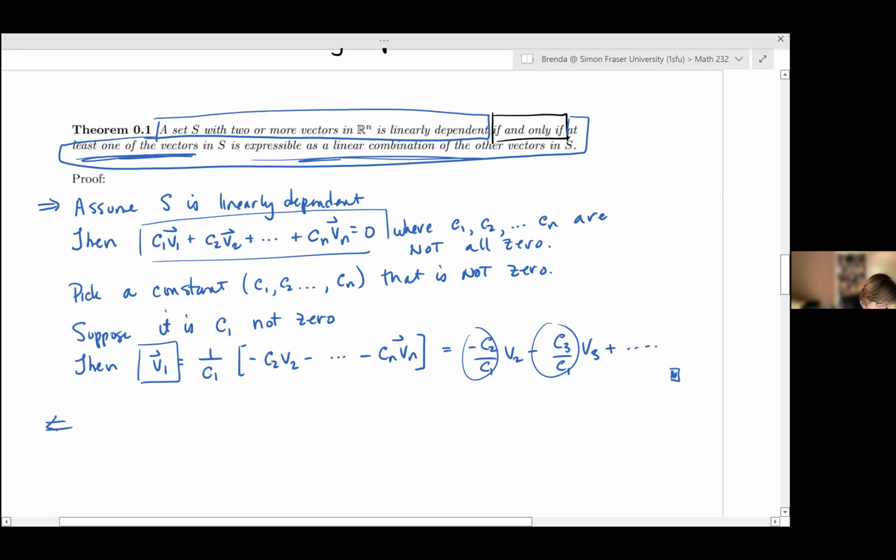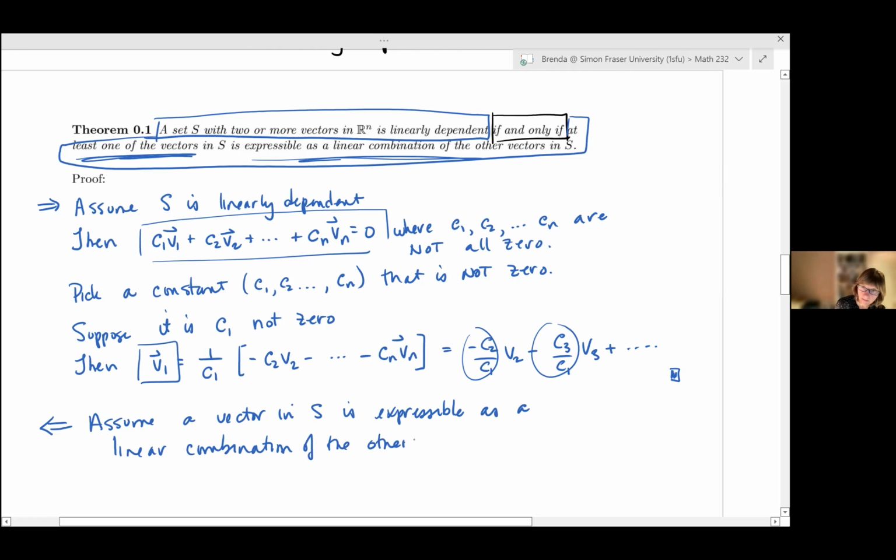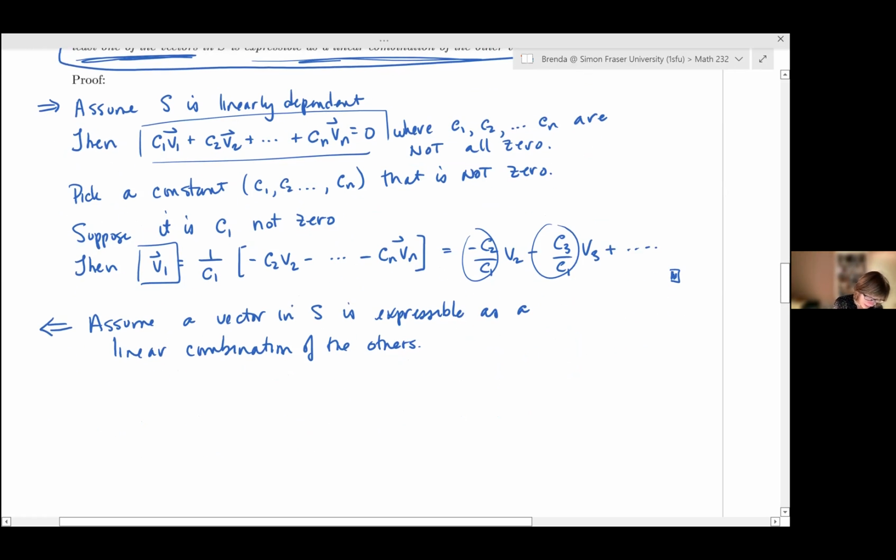Now we go in the other direction. We assume a vector, doesn't matter which one, in S is expressible as a linear combination of the others. Okay, so we're assuming the second statement, and we're going to show that the first statement follows. V1, we're going to assume that's the one, is expressible as some combination of the other ones. There it is. Then we're going to move everything to the other side.